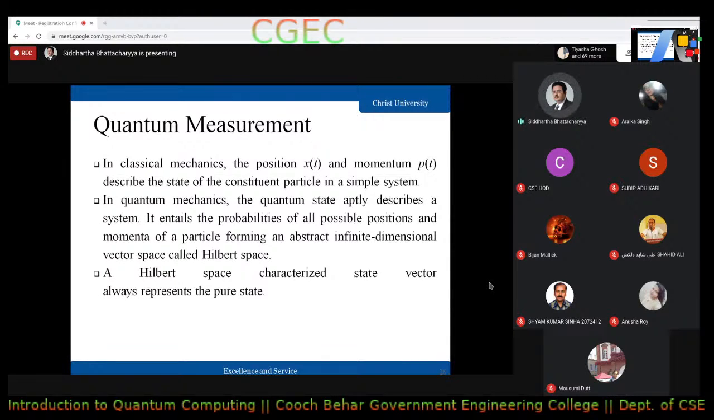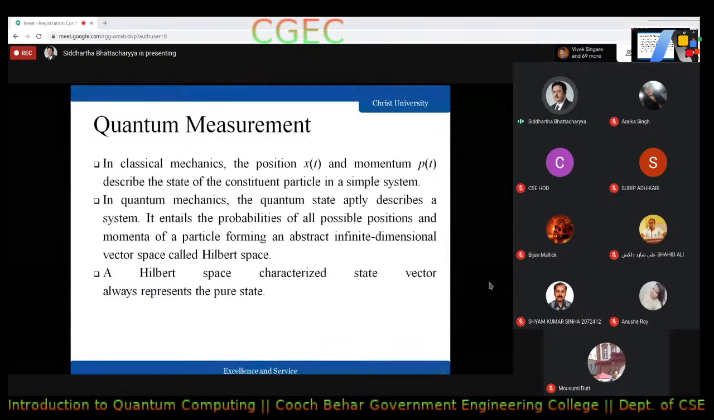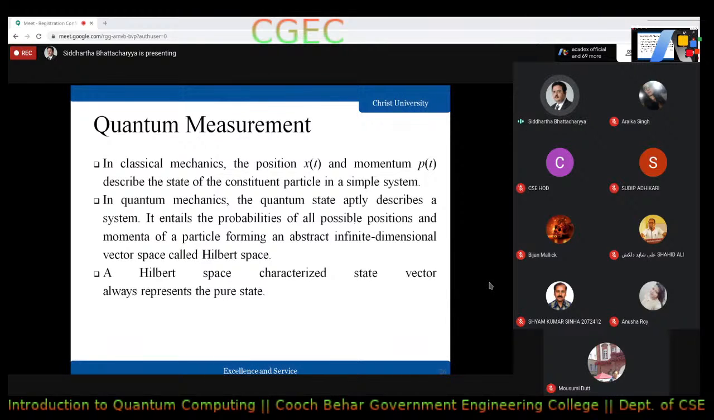Now, what is quantum measurement? Very important. Once you measure, what does the measurement process give you or yield? In classical mechanics, the position and momentum describe the state of a particle at any point of time. But in quantum mechanics, the quantum state, a combined, superposed state, describes the system. Describing the system means describing the variable, rather, you can think in those terms.